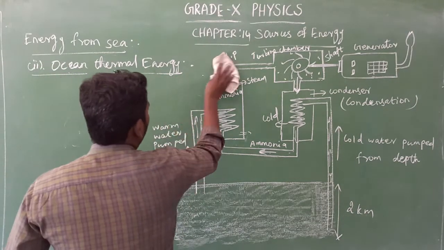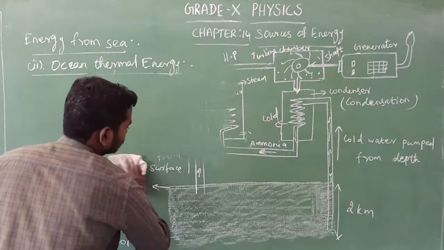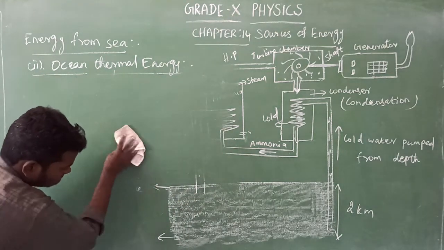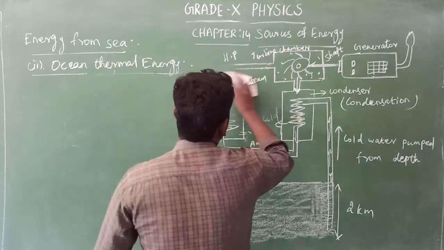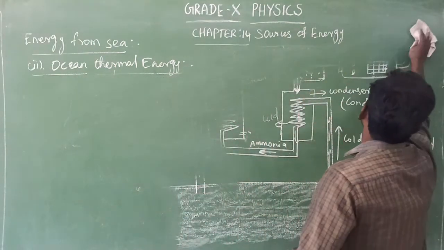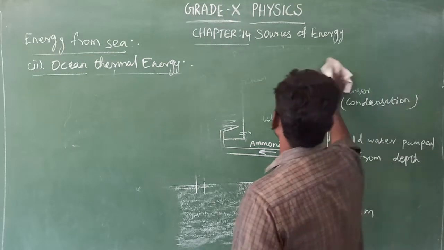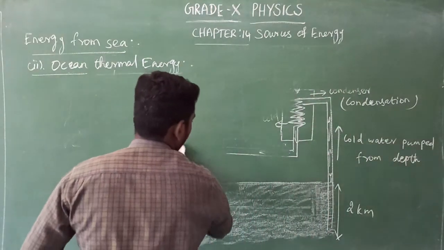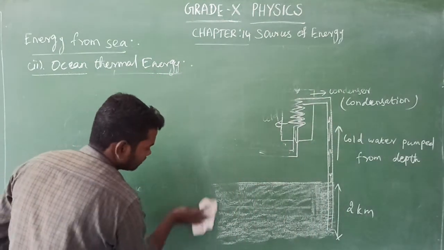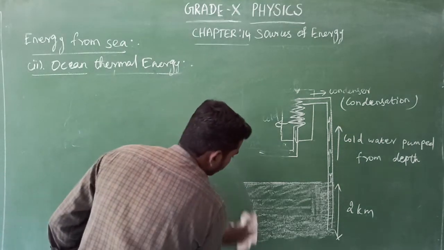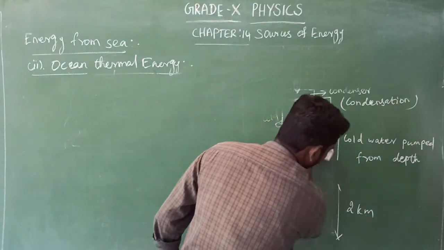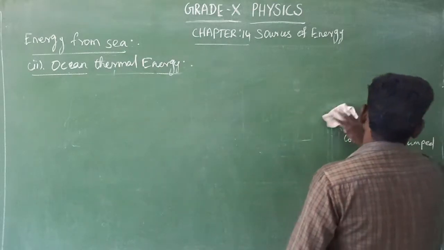Next we will see the advantage and disadvantage of this ocean thermal energy. Simply we say that is OTE. Short form we will say OTE, which means ocean thermal energy. That's all.